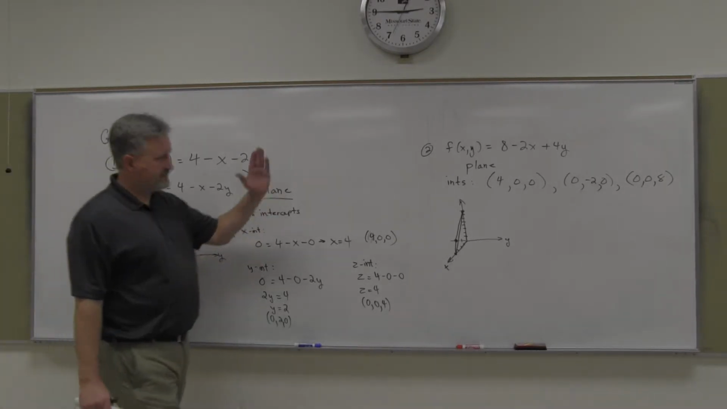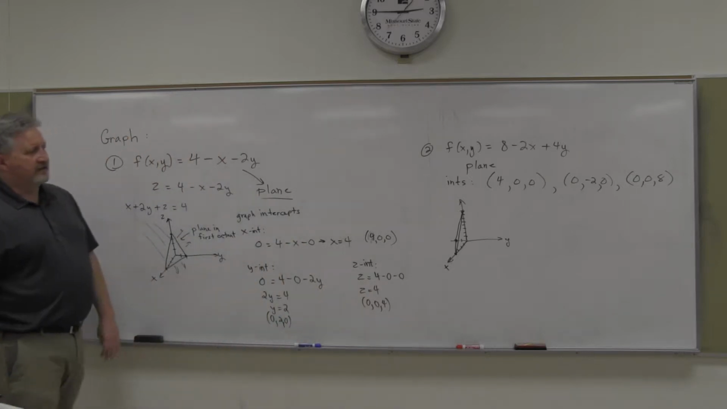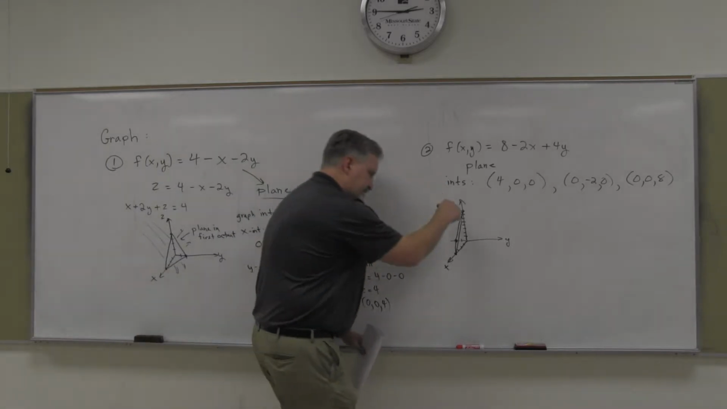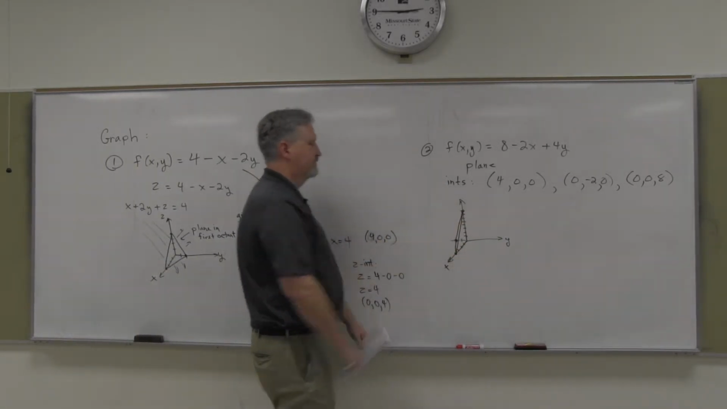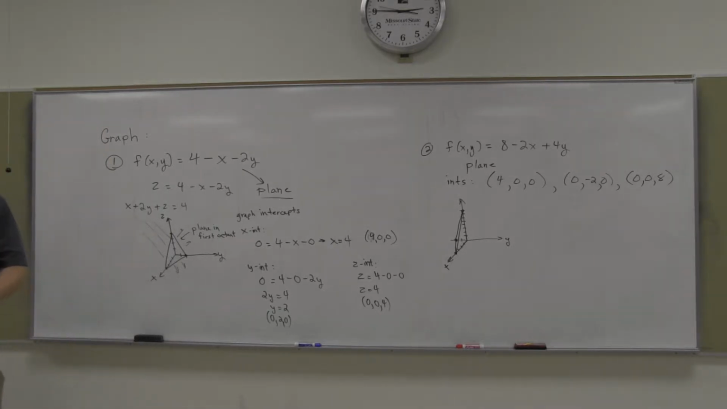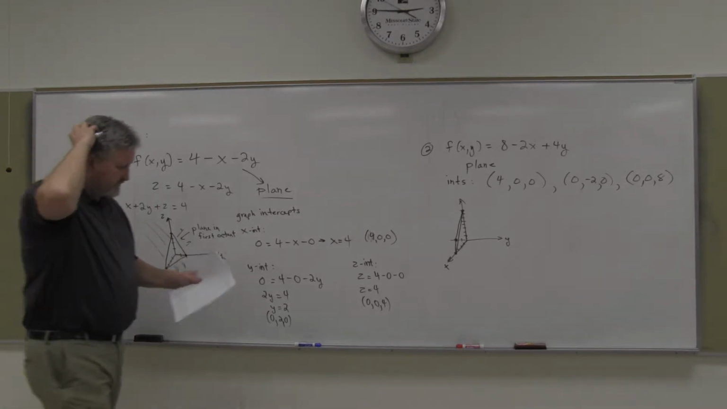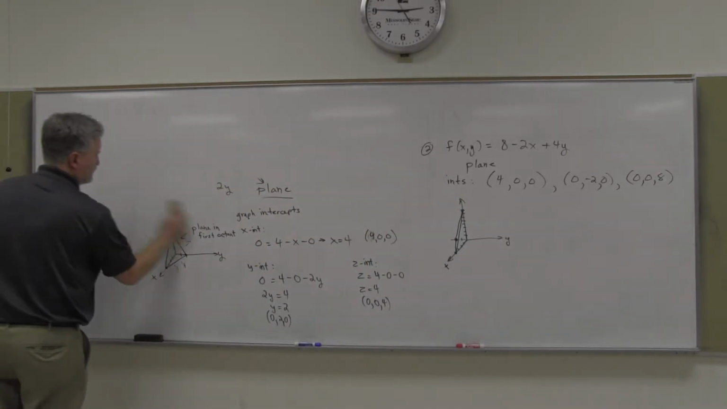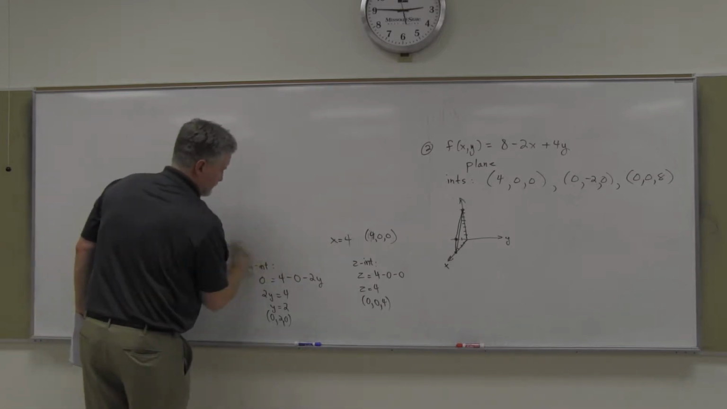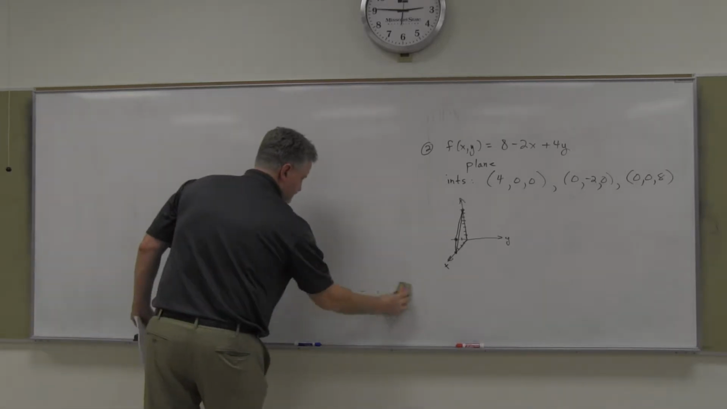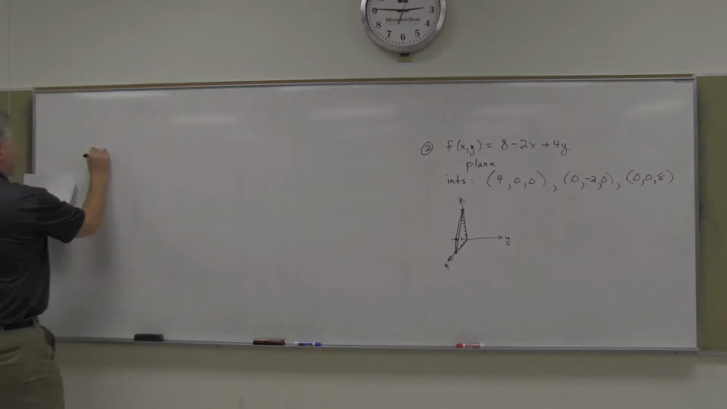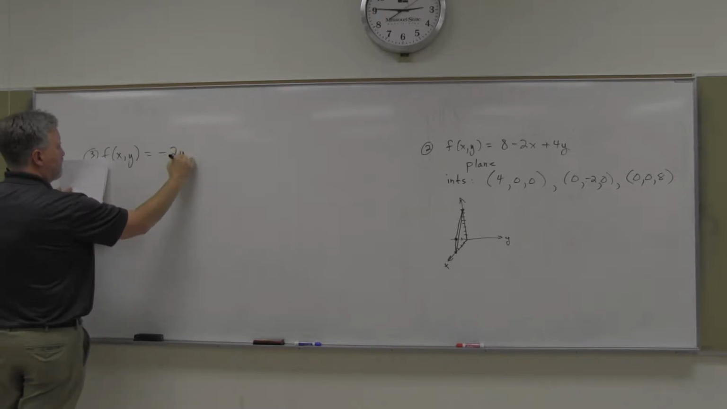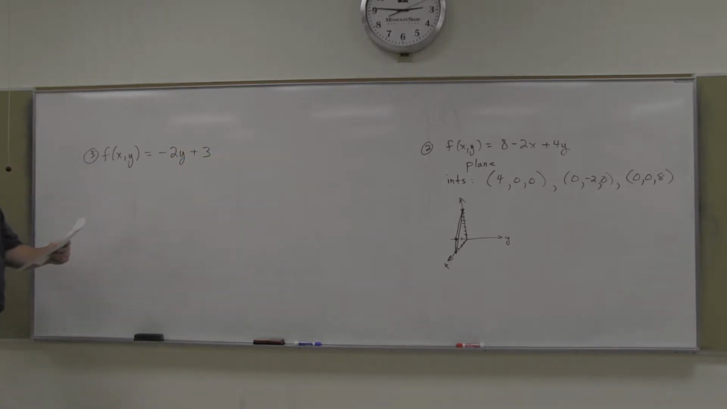So get your intercepts, connect the dots, and get a feel for where the plane extends. It would extend down and then out and back from that. Is that right? Okay. Now this one is also a little different. See what you think on this one. F of x, y equals -2y plus 3, or 3 minus 2y.